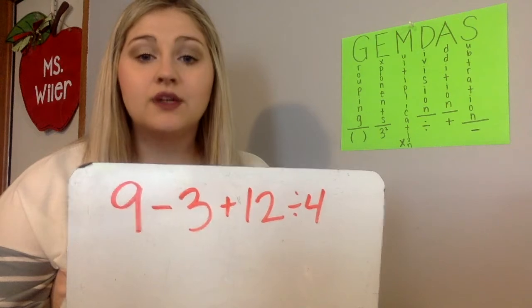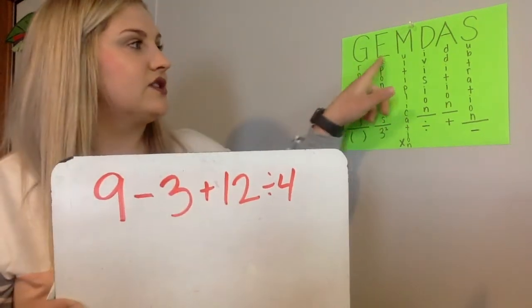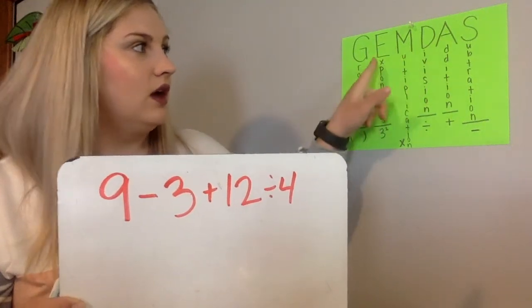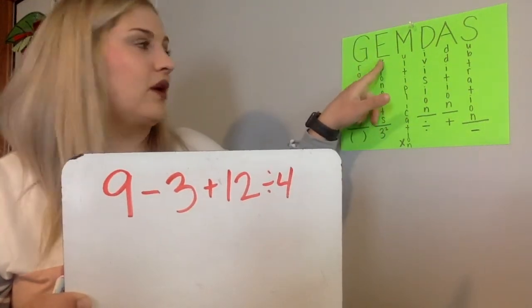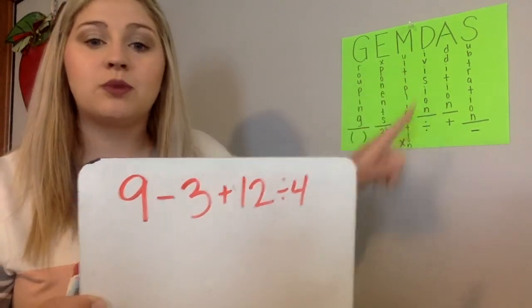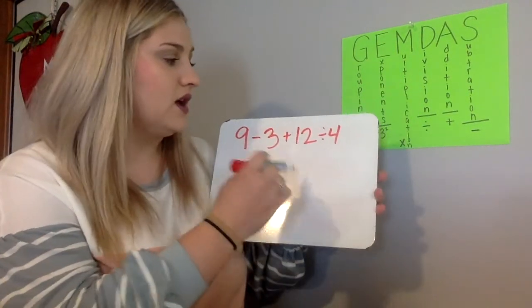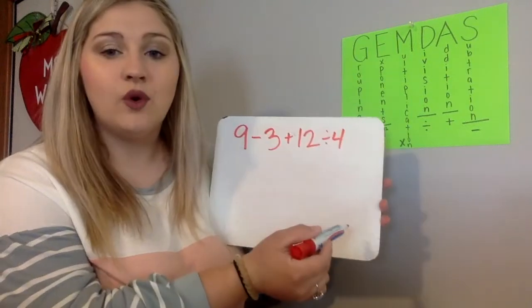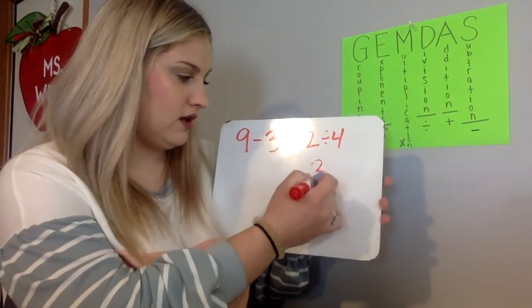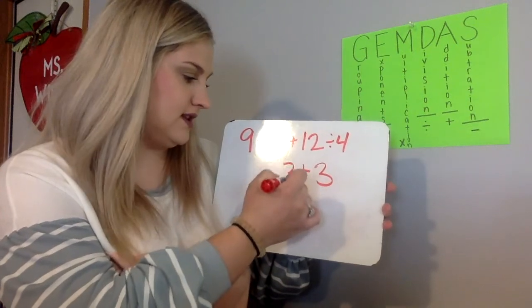We need to do our division first, because our division is the first thing that we come to within GEMDAS. We didn't have any grouping. We don't have any exponents. There's no multiplication, but we do have a division problem, so we need to do division first. So 12 divided by 4 is 3. So now we need to bring the rest of this down.